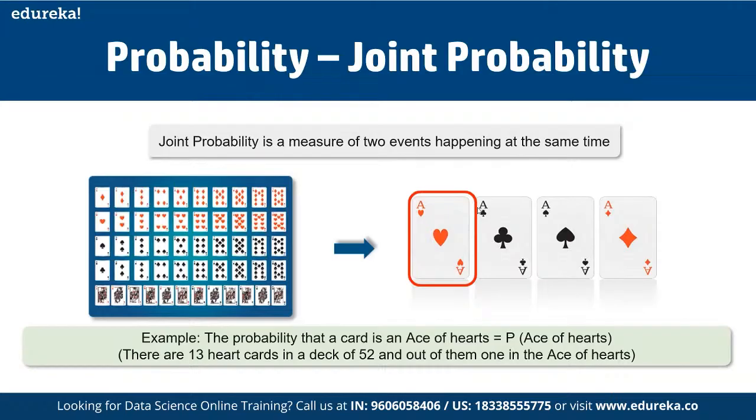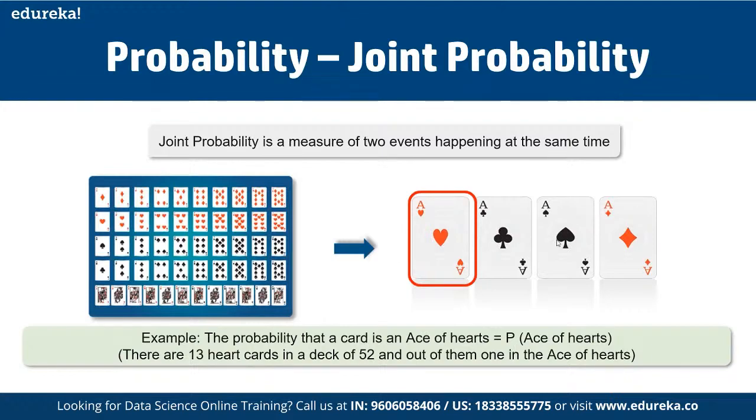For example, the probability that a card is an ace of hearts. Here we are going to find the probability of the ace of hearts, and there are 13 heart cards in the deck of 52, and out of them one is the ace of hearts.